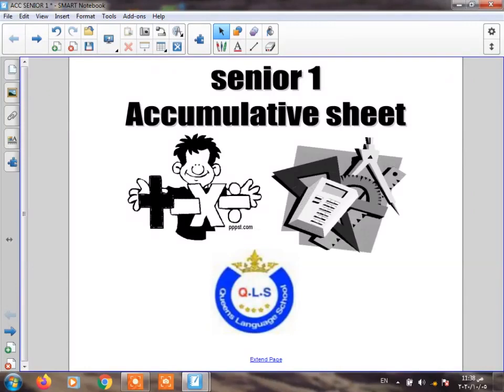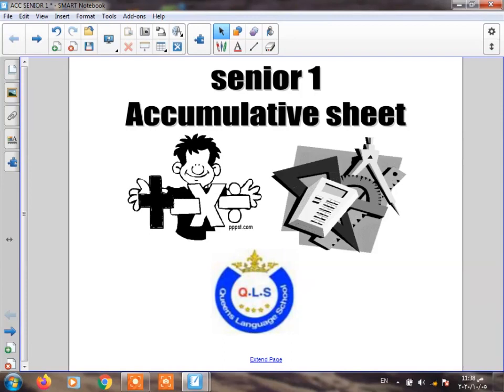Everyone, welcome to our math class. Today we will start to complete some parts of the curriculum of middle 3 that will help us to understand our curriculum in the senior 1.